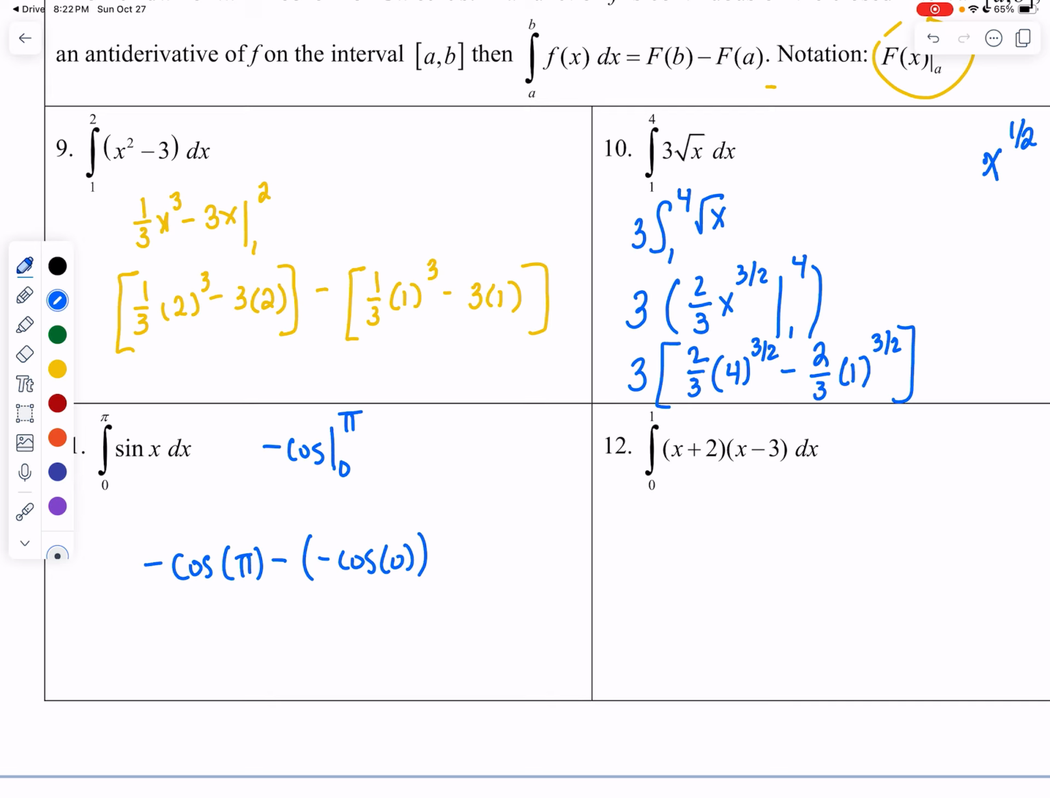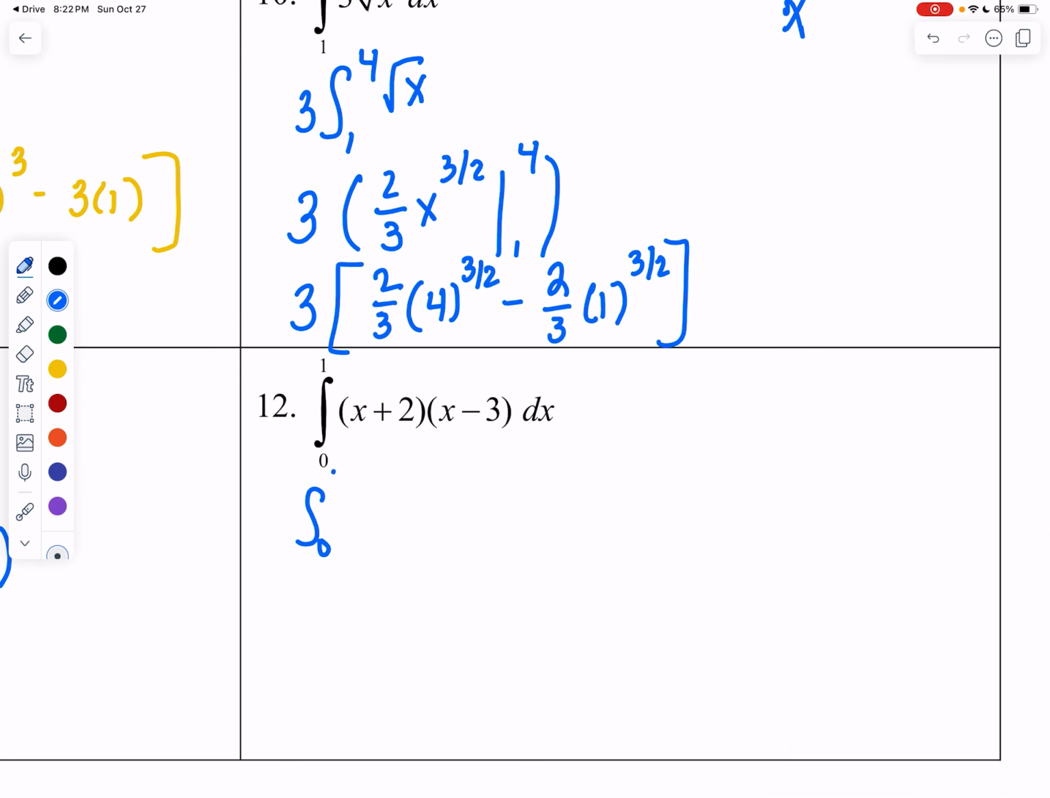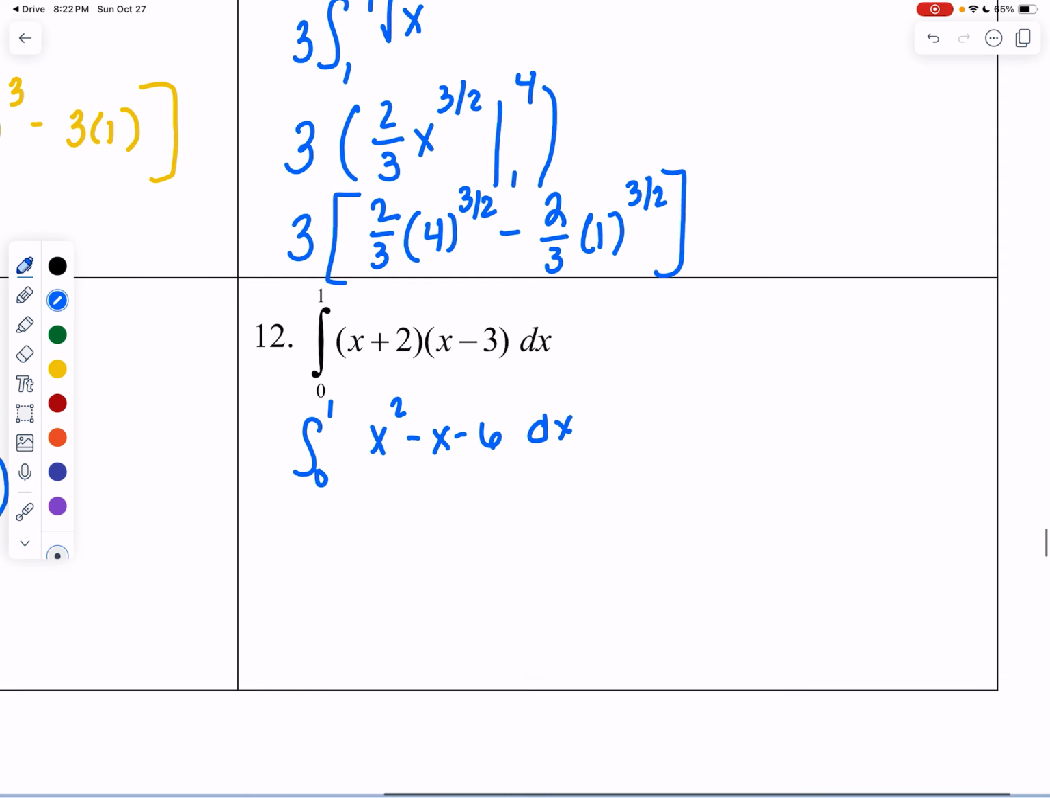Now looking at number 12 here, number 12 is a little bit different because we have x plus 2 and x minus 3. We don't really have any other methods besides expanding this out as of right now. So we're just going to have to expand this so that it is from 0 to 1. So x squared minus x minus 6 dx. Integrate this. And then go from 0 to 1.